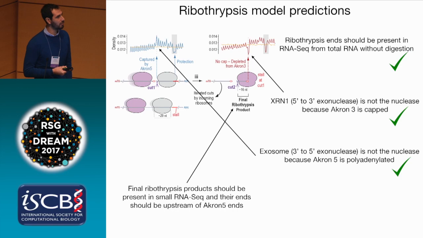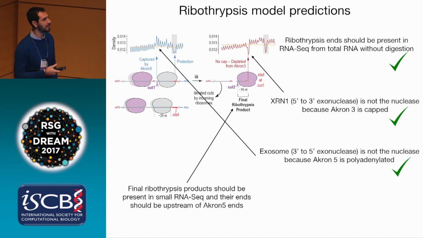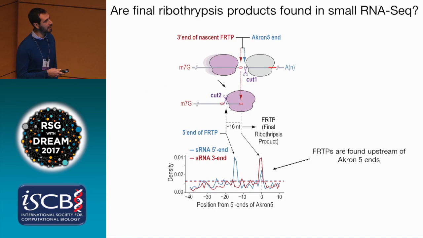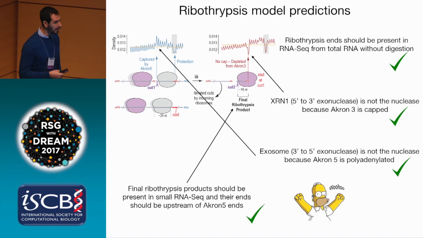And if these final Ribothrypsis products actually exist, they should indeed be present in small RNA-seq data if we mine the really small RNA-seq, and their ends should be upstream of where we see the cuts. So we did exactly that, and we isolated small RNA fragments that are smaller than 17 nucleotides. And what we see is that their 5' end is exactly 16 nucleotides from the cut site, and their 3' end is exactly upstream of the cut site, which validates another prediction of the model.